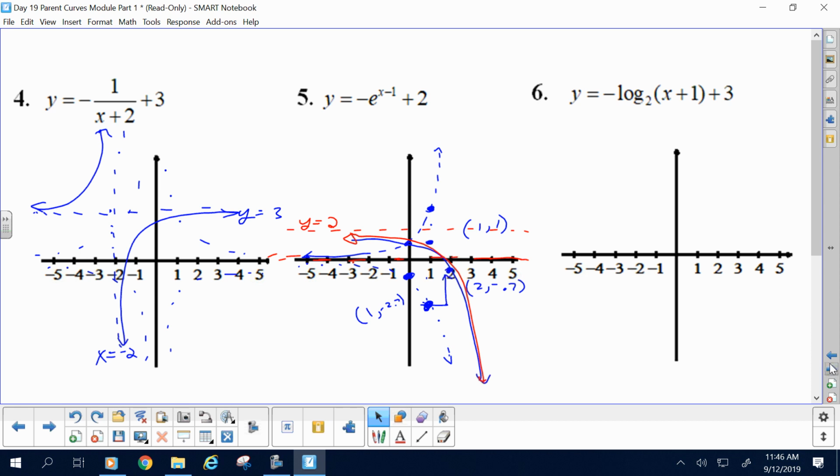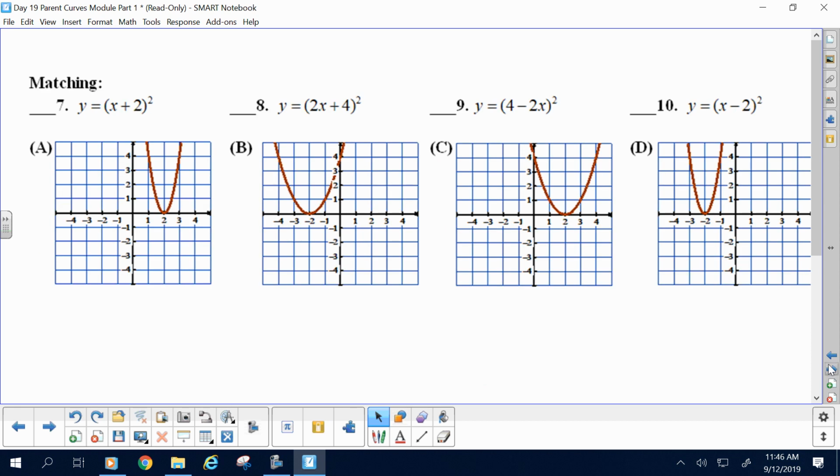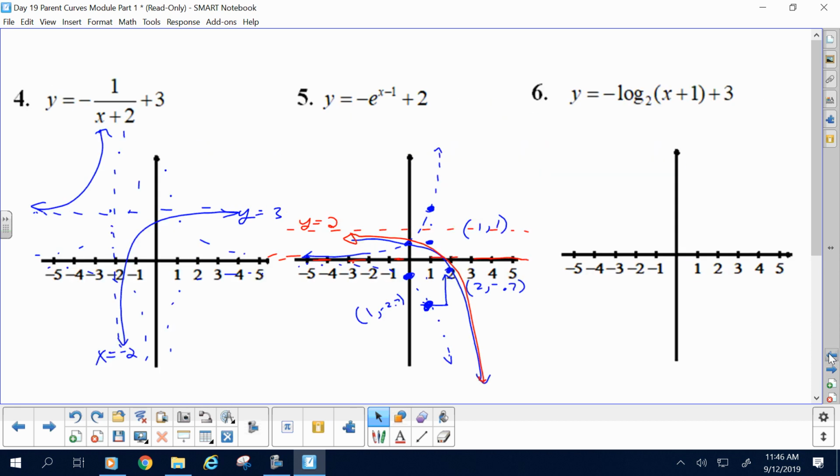The rest is matching, so you're not actually graphing. So the inside should be pretty good. Do you want to go to matching and try some of those? No, she just finished the last one. All right. Log ones are tough. So what's log base 2's base graph? 1, 0, and 2, 1.